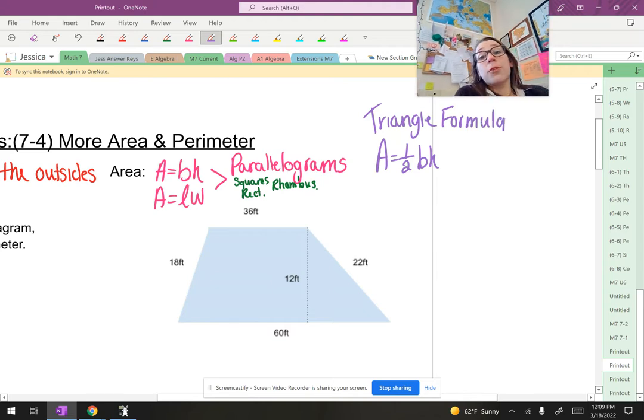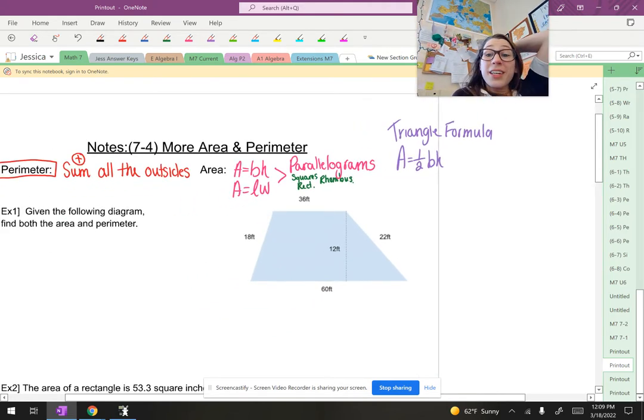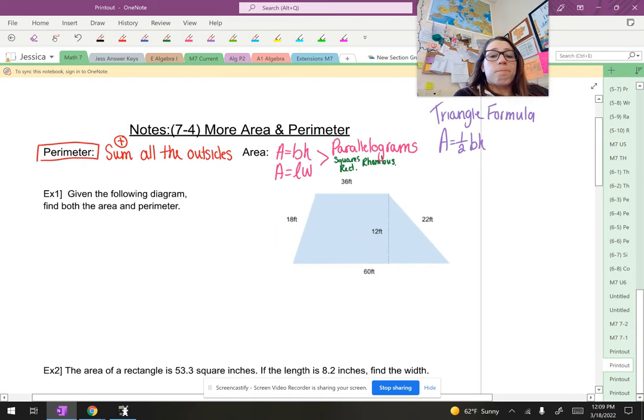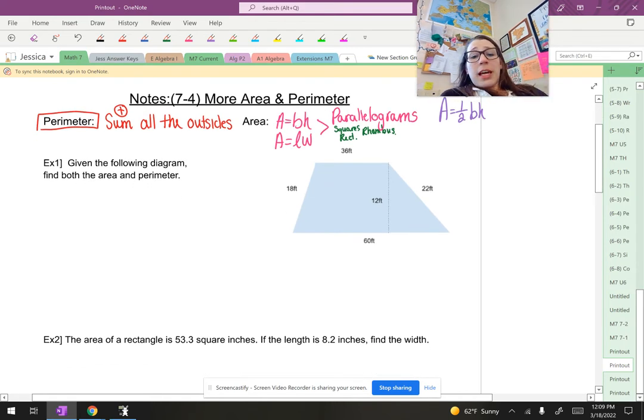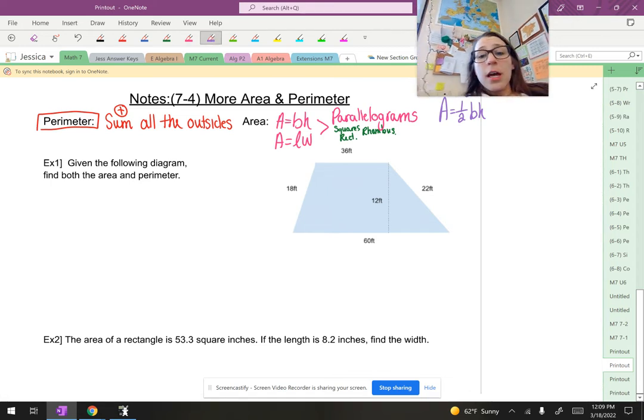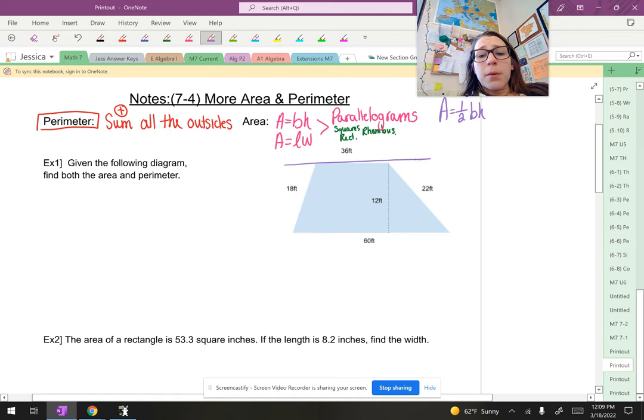Make sure you're looking up and using the correct formula, because now we give you yet another formula, and we will talk about that right now. So looking at this shape here in example number 1, we just want to identify the shape first. It's technically not a parallelogram because it has only one set of parallel sides. Now, let's back up a sec.